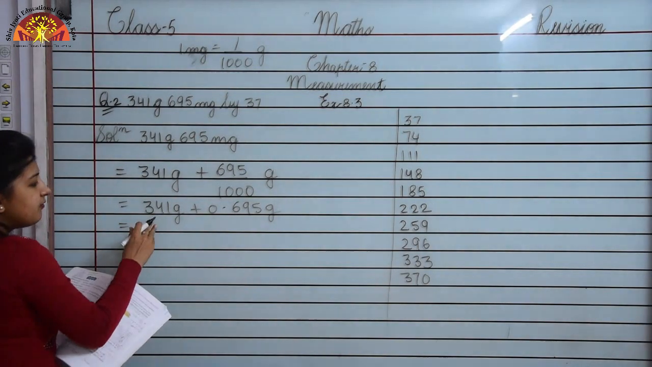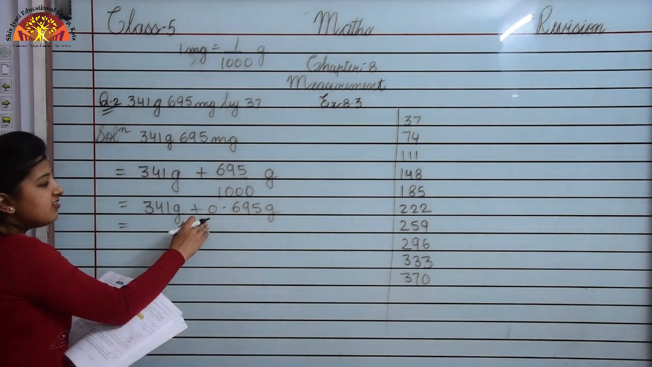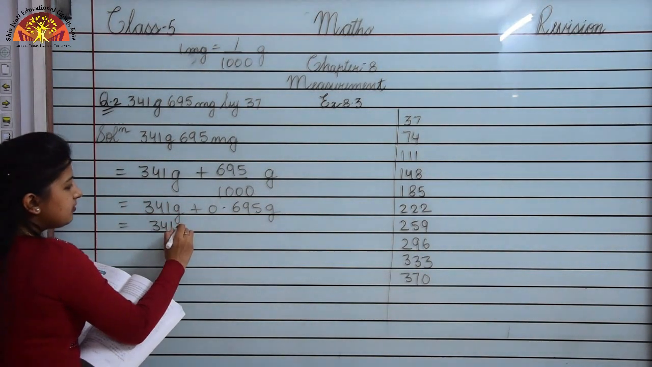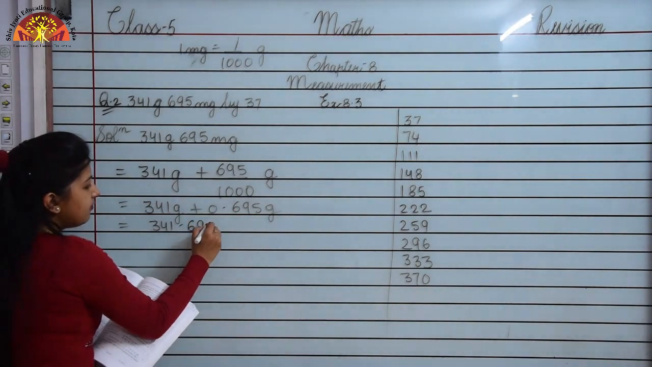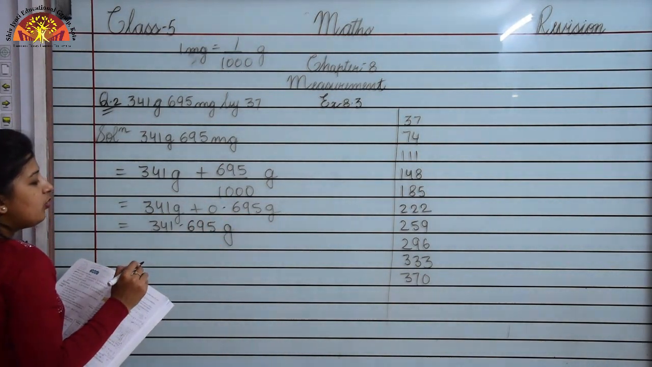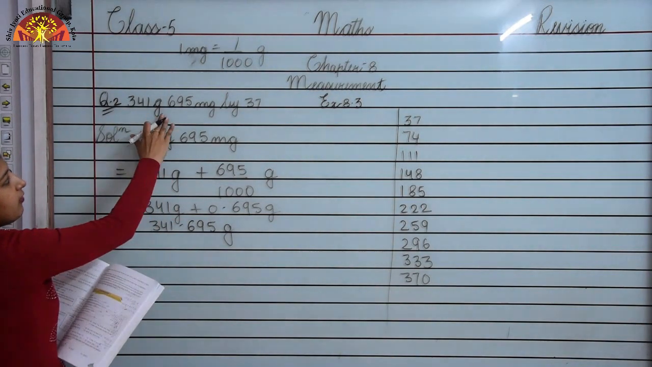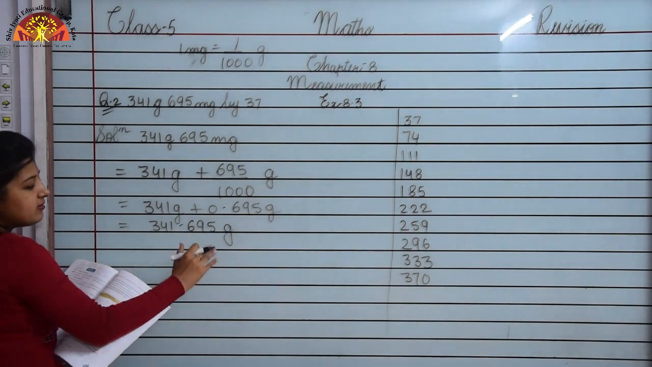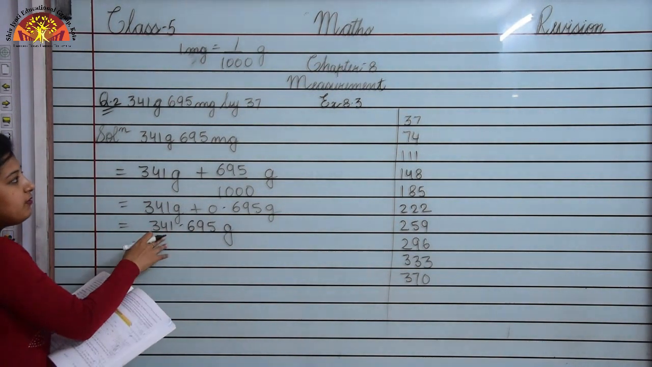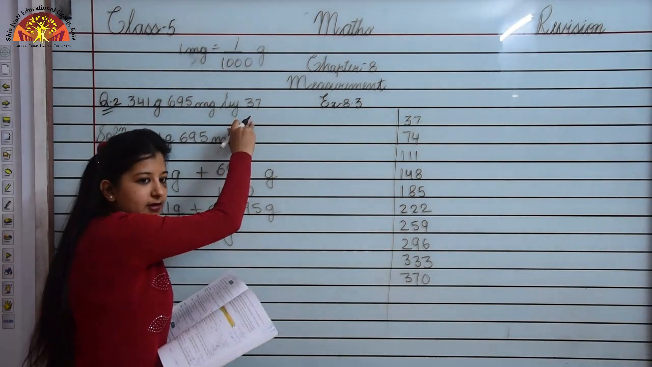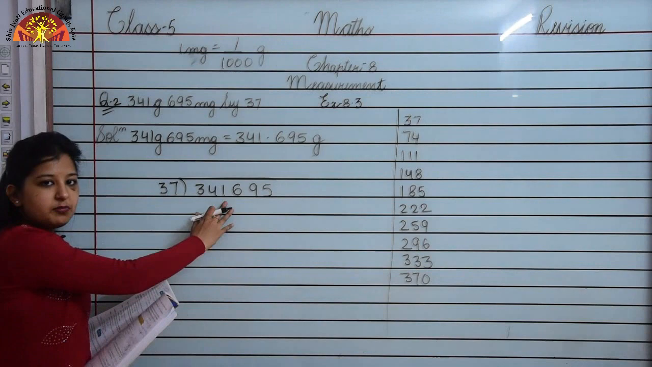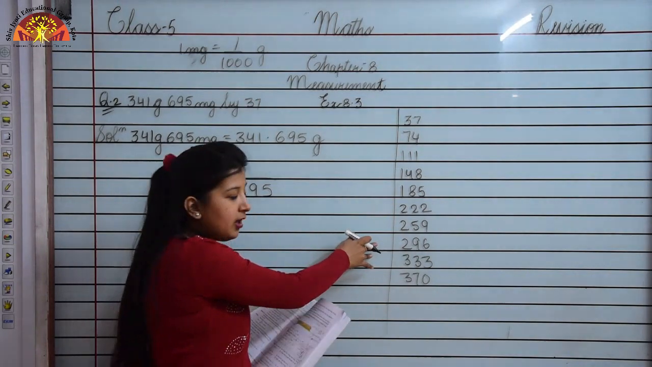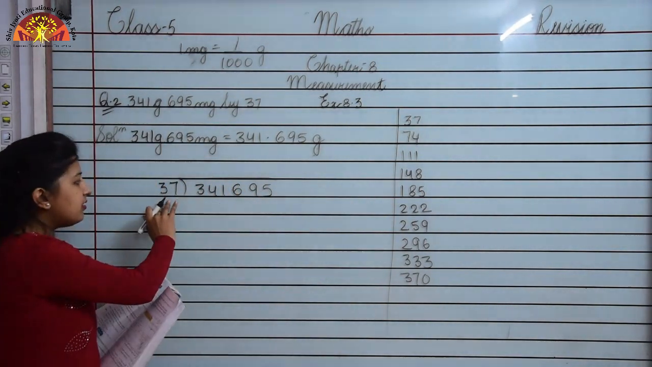Now we will add the given measurement. So 341 gram plus 0.695 gram equals to 341.695 gram. Now here 341 gram 695 milligram equals to 341.695 gram. Now we have to divide this value by 37. Now students, we are dividing the given measurement by 37. I have already written the table of 37 here. Now we are going to divide the given measurement by 37.